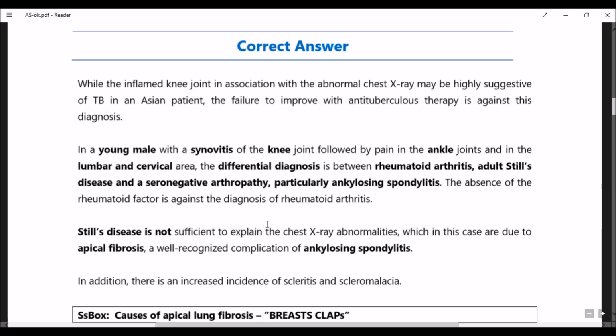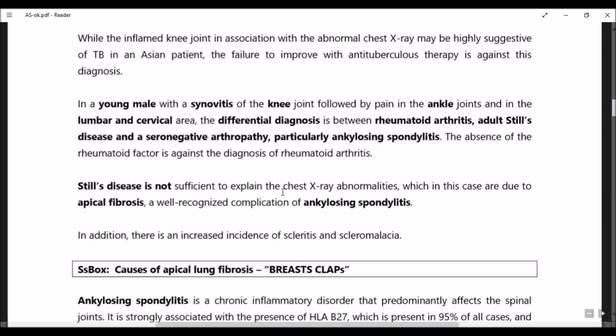The absence of rheumatoid factor is against the diagnosis of rheumatoid arthritis. Still's disease is not sufficient to explain the X-ray abnormalities. It needs a long list of features that you will learn in the Still's disease file, which in this case are due to apical fibrosis, a well-recognized complication of ankylosing spondylitis.